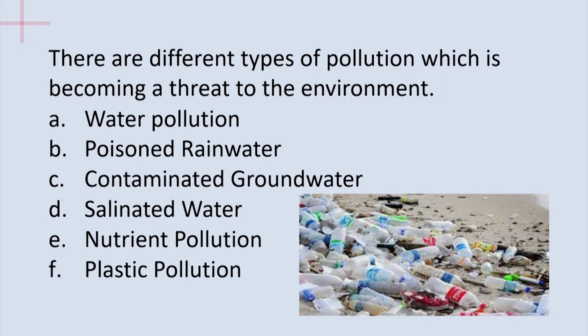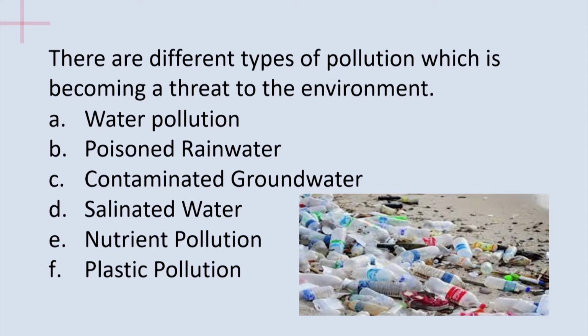The third type is contaminated groundwater. Groundwater aquifers and rivers are becoming increasingly polluted. This is because of the liberal use of fertilizers and agri-chemicals for pest control, to increase the production of agricultural products. It is becoming increasingly difficult to get pure drinking water.